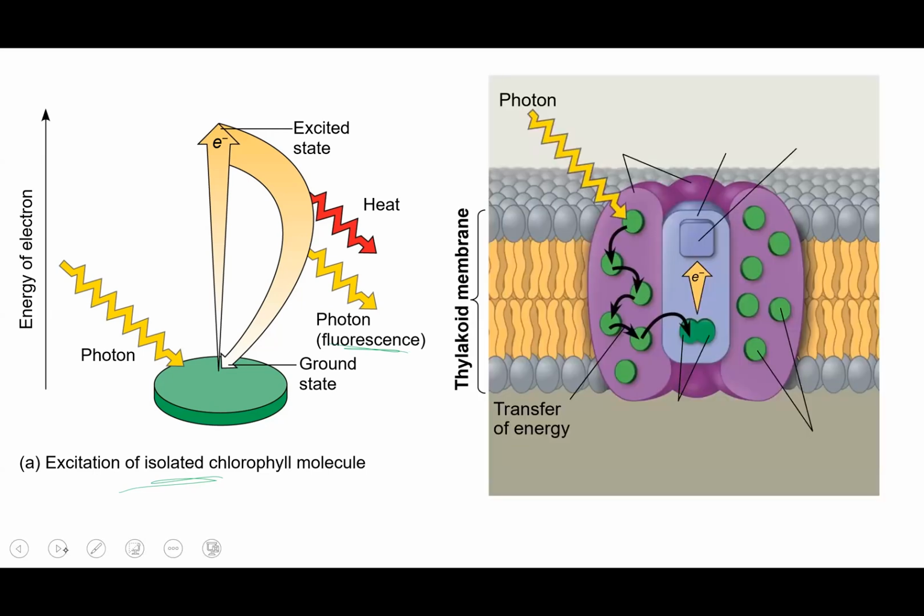And I don't think we talked about this really at all, right? This is where we left off. So this is showing you what happens with light when light hits chlorophyll in an actual chloroplast in the thylakoid membrane.